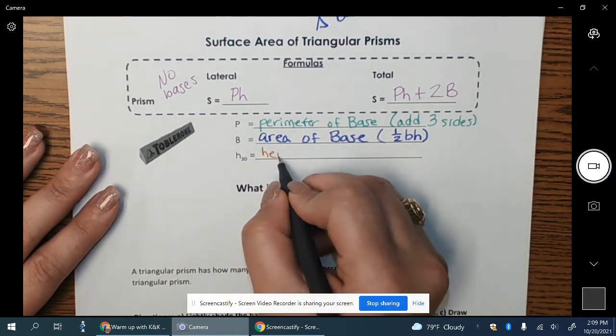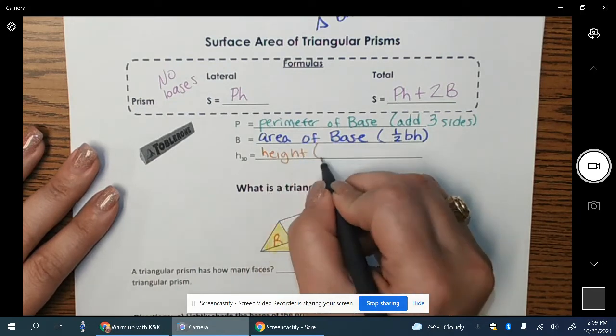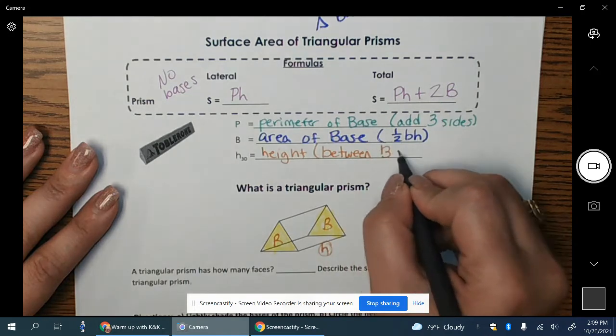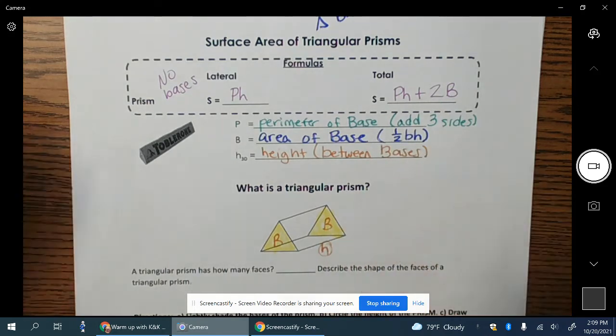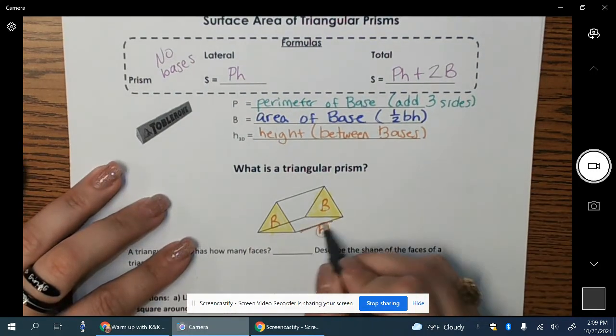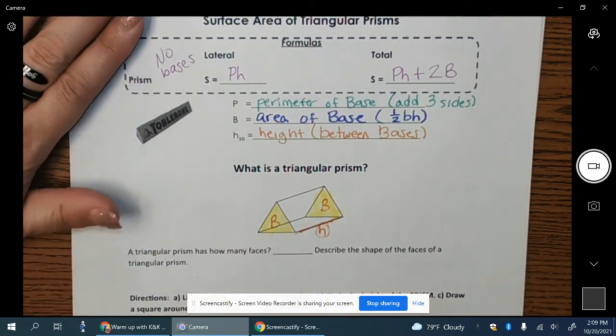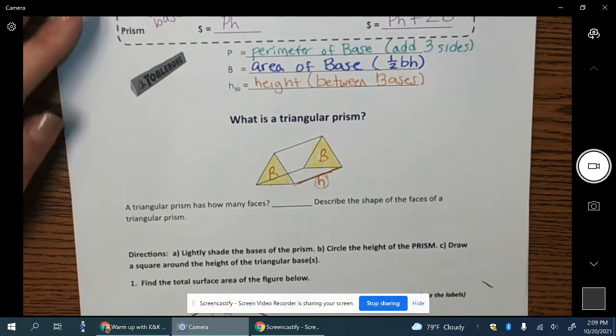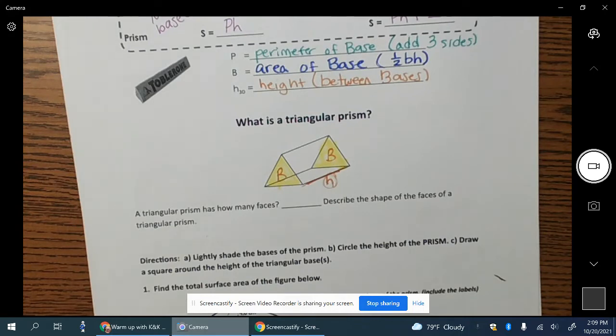And where is the height found? In between the bases. So it's easy when the triangles are the bases on the top and bottom because it's just how tall it is. But when they're on the sides, it's still this distance. So if it confuses you, turn your paper so it's top and bottom. Just know it's between those bases. Okay? So the exact same thing we did yesterday. The only new thing is we're doing 1/2 and then we're adding 3 sides instead of 4.